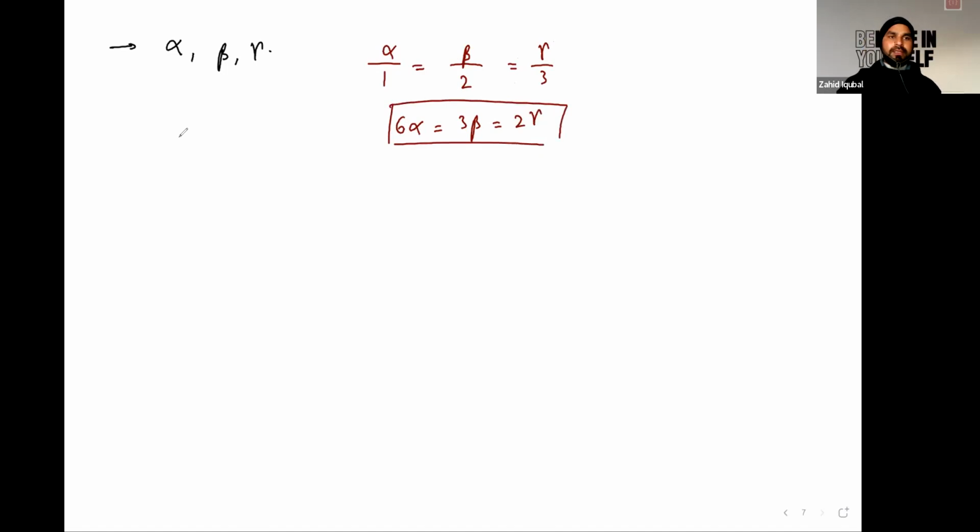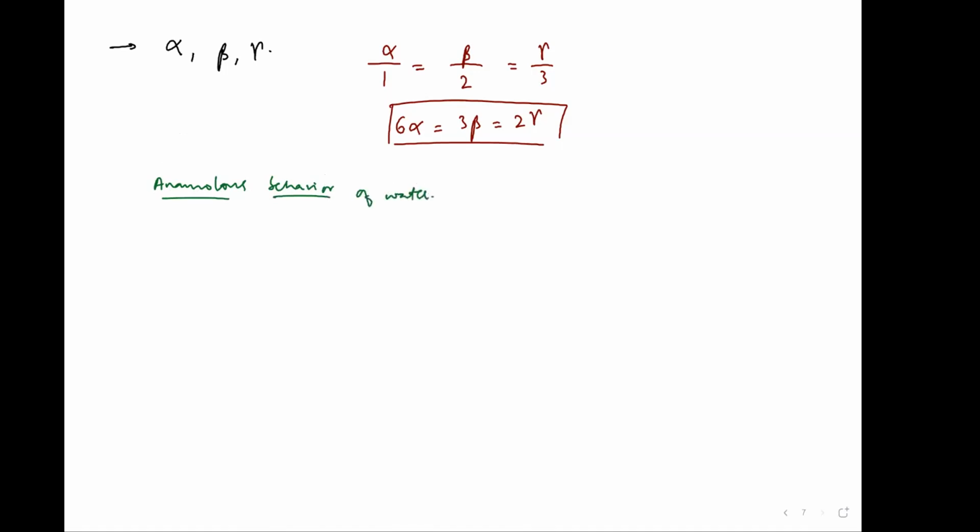Next, on the basis of this part, you will be asked about the bimetallic strip. I had defined in which side it will tend to bend on increasing temperature and decreasing temperature. Next question will be about anomalous behavior of water. Could you explain what is anomalous behavior of water? So you explain it again.